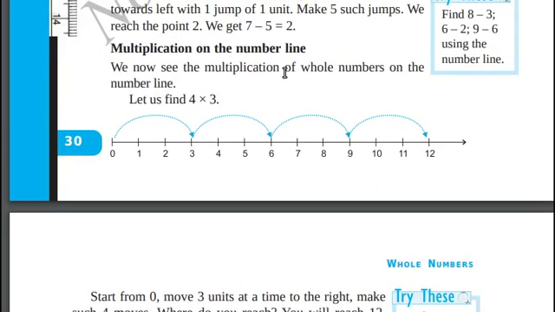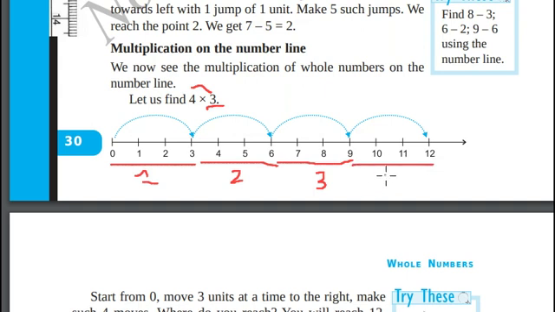Multiplication on the number line. Now let us multiply 4 times 3. We can write 4 times 3 as 3 times 4. We are taking a group of numbers, in this case 3, then we are multiplying with 4. So this 3 is multiplied 4 times. First time, second time, third time, and fourth time. When we multiply 3 with 4, we will get 12.